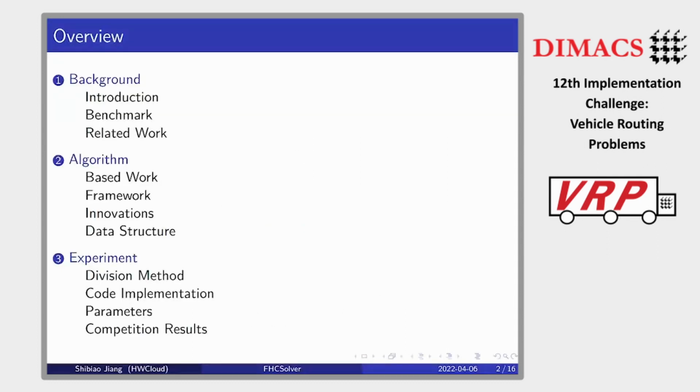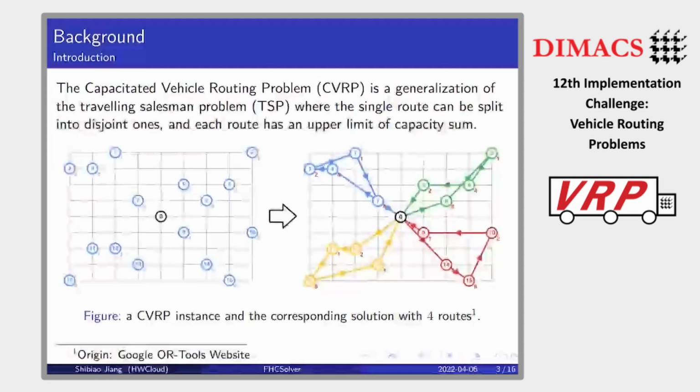My slides can be divided into three parts: the background, the algorithm we use, and finally the experiment result. Because I'm the first person to give a topic about CVRP, I think it's necessary to tell you something about the background.